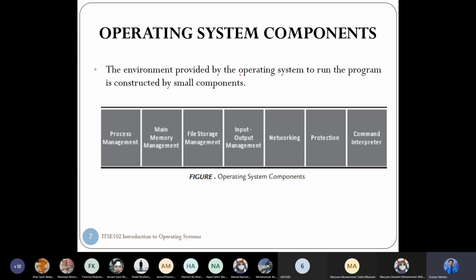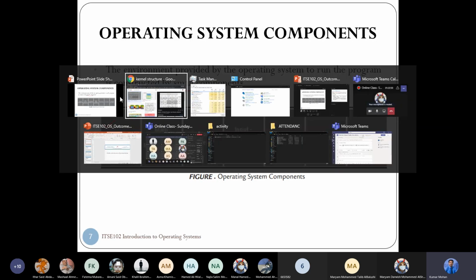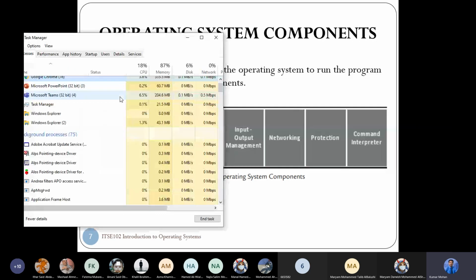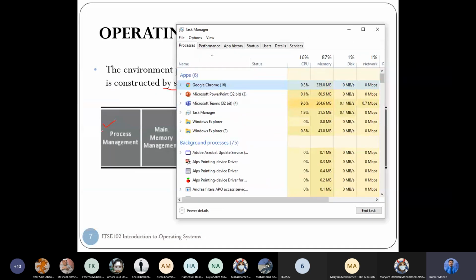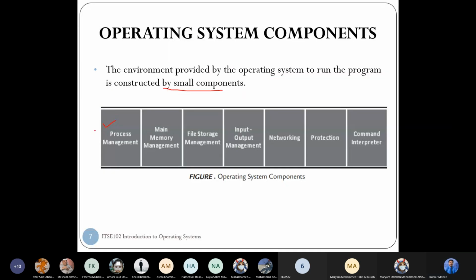The environment provided by the operating system to run programs is constructed from small components. For example, without process management we cannot run any application. I have the application, so how to run it, how to execute it, how to give it resources, everything is decided by process management. That we'll see in the third outcome.